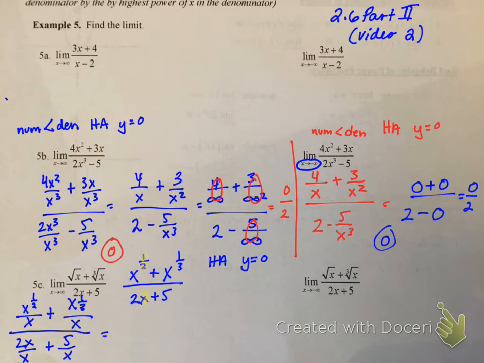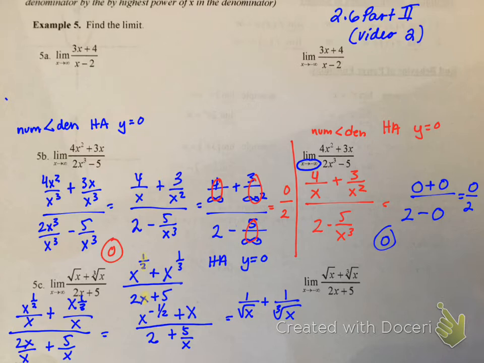Okay, so when I simplify this down, I get x to the negative 1/2 power, plus x to the negative 1/3 power, over 2 plus 5 over x, right? Okay. So remember we're plugging in infinity. x to the negative 1/2 power is 1 over the square root of x, plus x to the negative 1/3 power, which is going to be 1 over the cube root. I keep on putting that 2 there. Let me fix that again, guys. Sorry about this. This should be a 1.